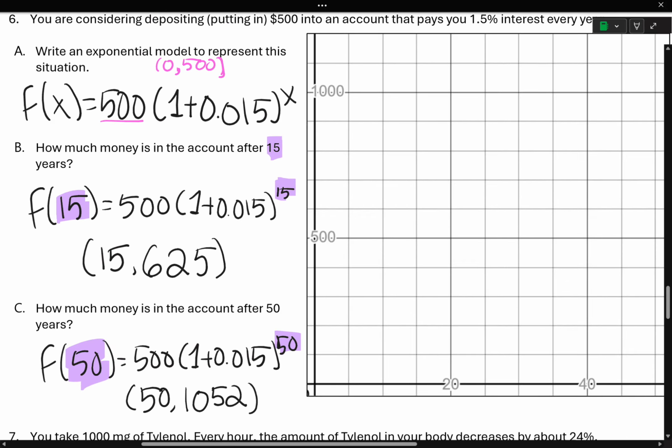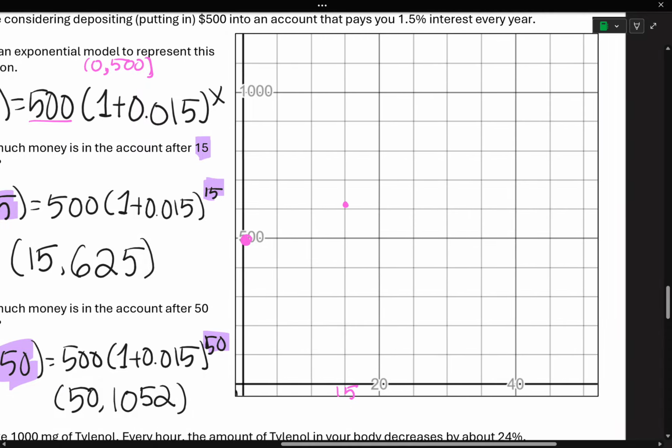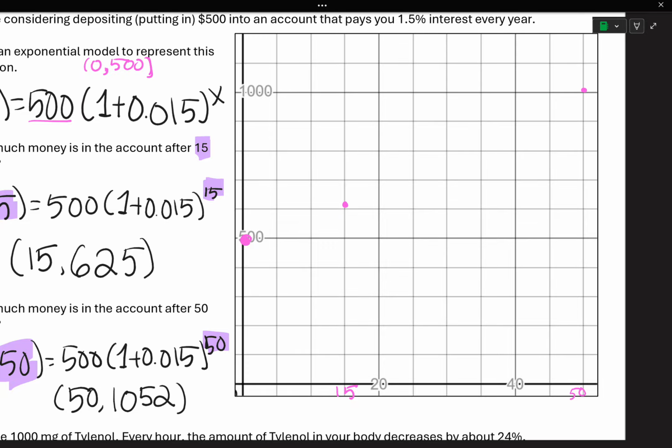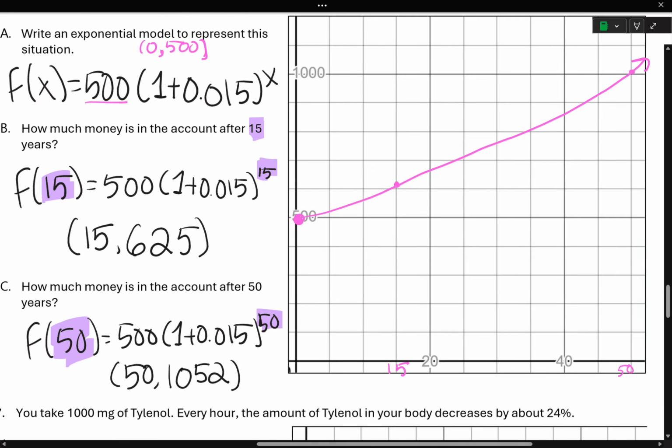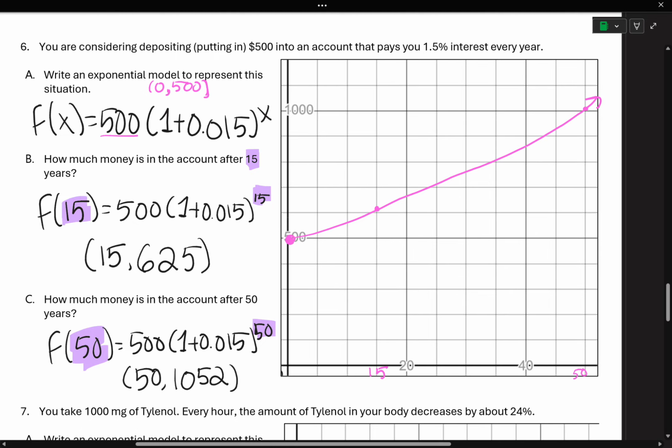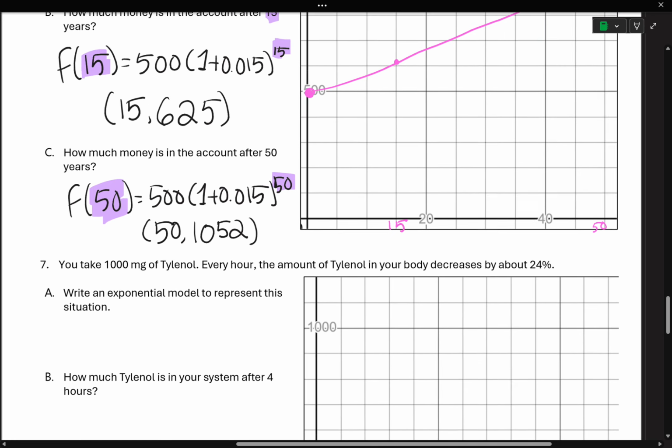Let's graph it. 0, 500. 15, 625. And then 50 all the way here. 1,052. This is such a slow growth that it almost looks linear in this little bit. It's not. It's exponential. But it grows so slowly that it almost looks straight. Crazy. Okay. One more application about medicine.